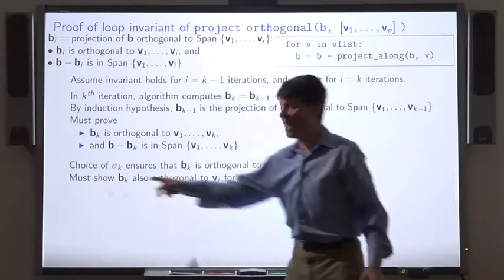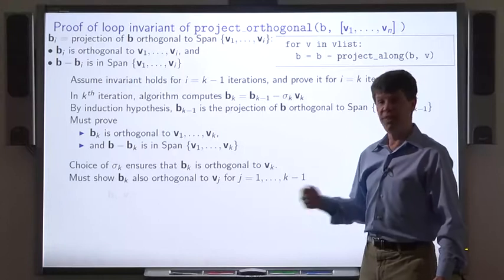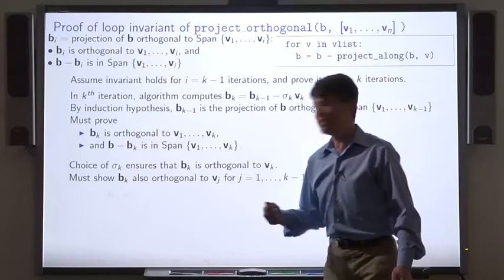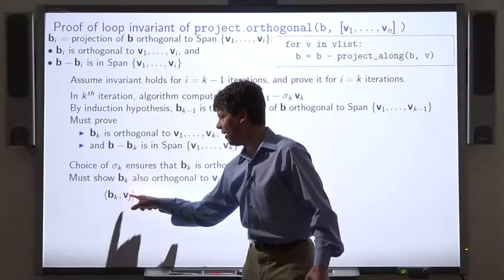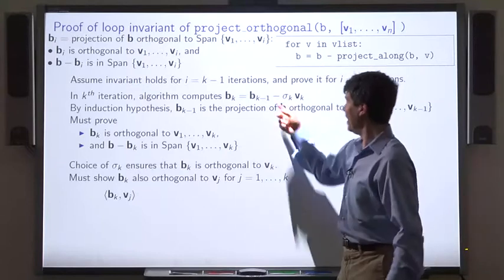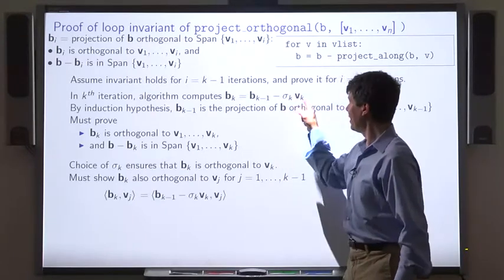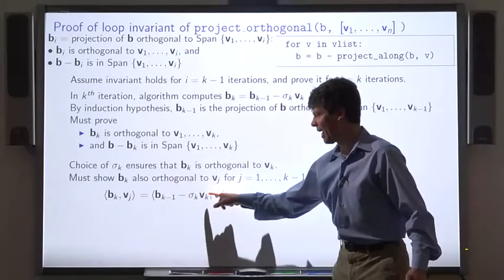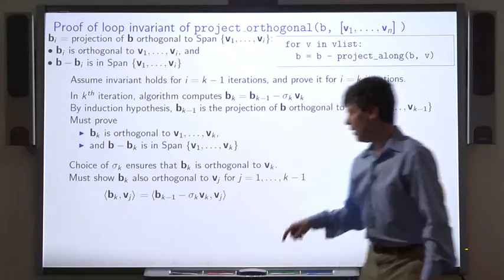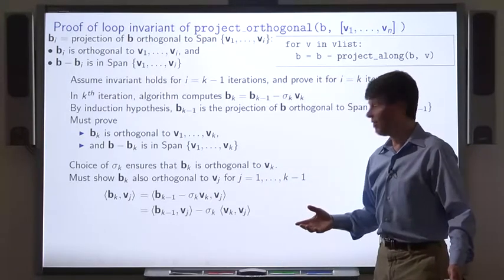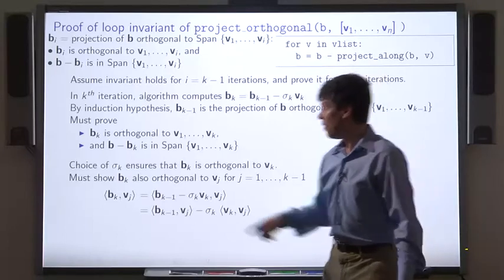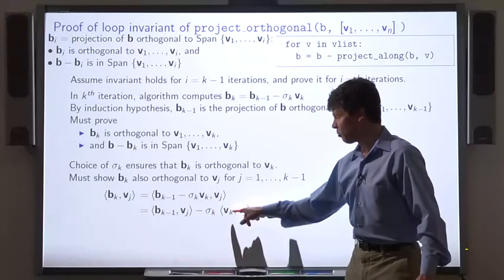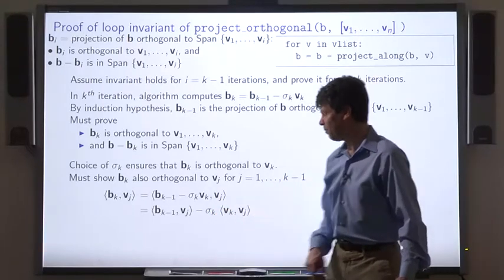We have to show that bk is also orthogonal to them, to vj for j equals 1, 2, 3, up to k minus 1. Let's take the inner product. The inner product of bk with vj, well, we know what bk is. It's bk minus 1 minus sigma k vk, so we plug that in. The inner product of bk minus 1 minus sigma k vk with vj. And using some algebraic properties of inner product, we can rewrite this as the inner product of bk minus 1 with vj minus sigma k times the inner product of vk with vj.